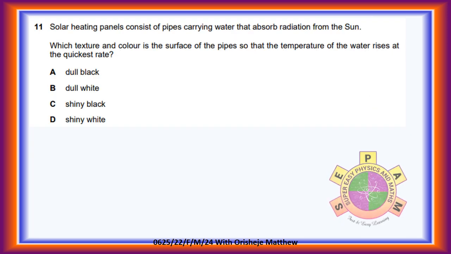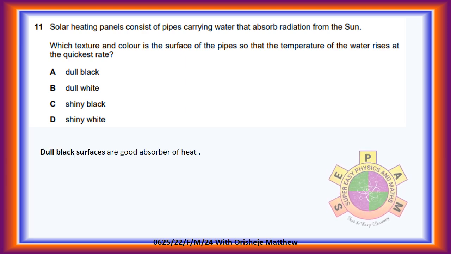Question 11. Solar heating panels consist of pipes carrying water that absorb radiation from the sun. Which texture and color is the surface of the pipes so that the temperature of the water rises at the quickest rate? Option A, dull black. Option B, dull white. Option C, shiny black. Option D, shiny white.